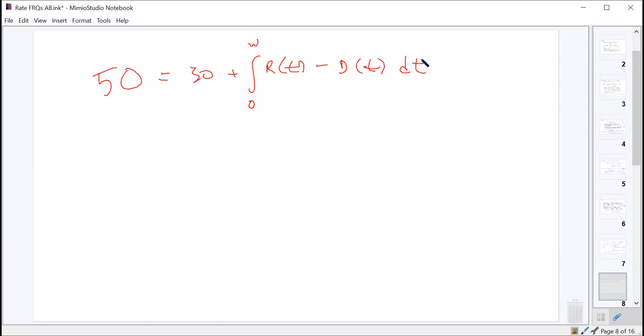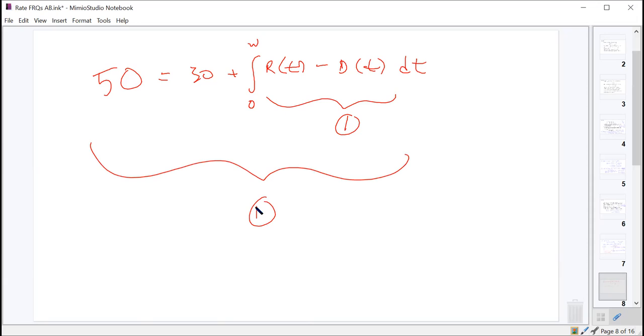And they gave us, let's see here, 2 points for that. One for just the integral part of it and one for the full equation. And they say you don't need to solve it, so you don't need to solve it. Everyone good there? You all feel okay about that?